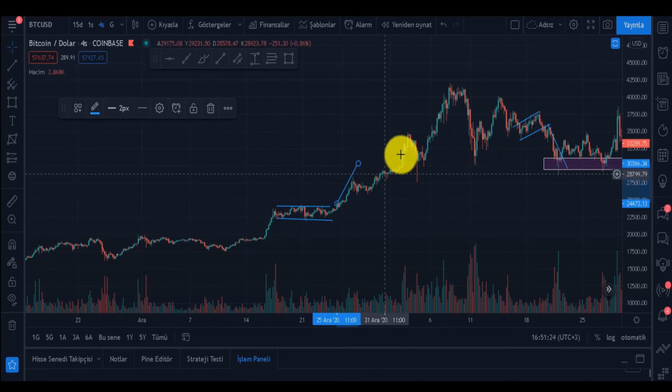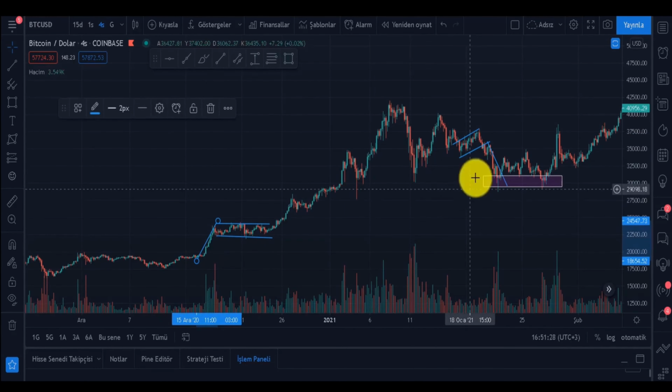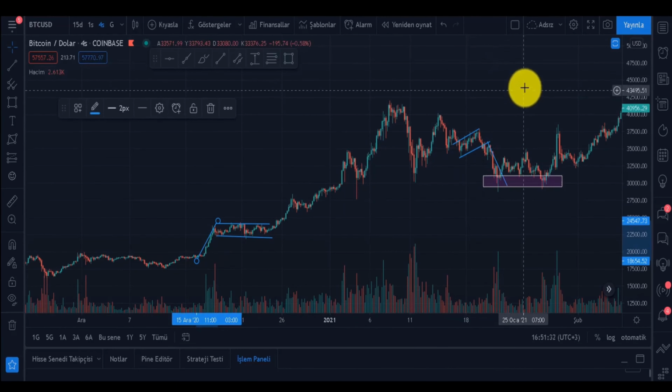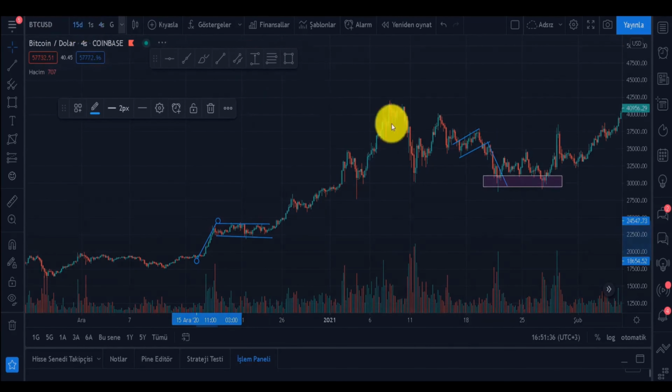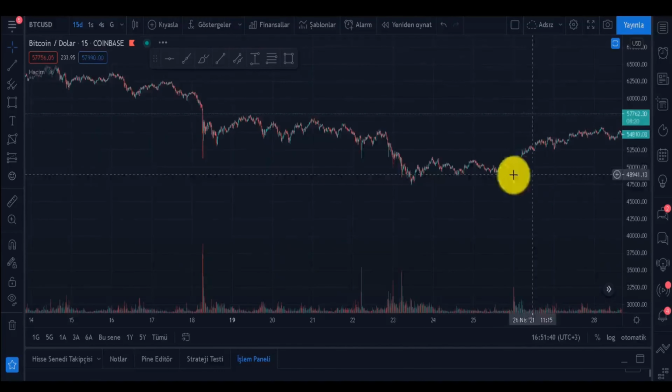Again, there is a flag trend here. Friends, we can determine buying zones or selling zones in this way. Where the targets could be, you can look at these flags and pennants on the 15-minute chart. Here you can take a look at the 1-hour chart.